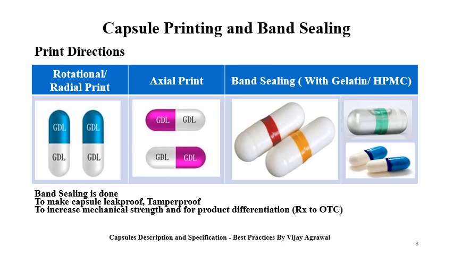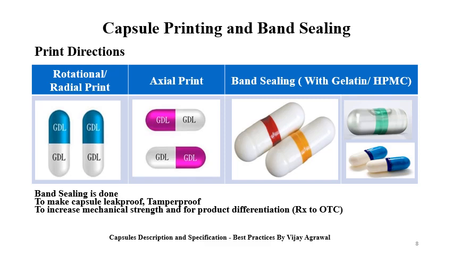Then let's come to the capsule printing and band sealing. So print directions are there, that is rotational or radial print as we have seen in the previous examples, and the axial print. Here you can clearly see the print direction. So many of the product manufacturers are including this direction of the printing as well.